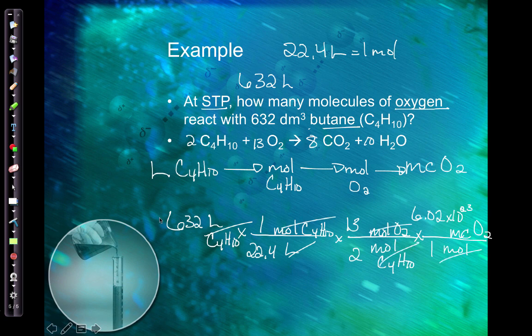So then, when I do the math, multiply your top numbers, multiply your bottom numbers, and then divide. I should get 1.1 times 10 to the 26 molecules. All right, so let's look at another example.